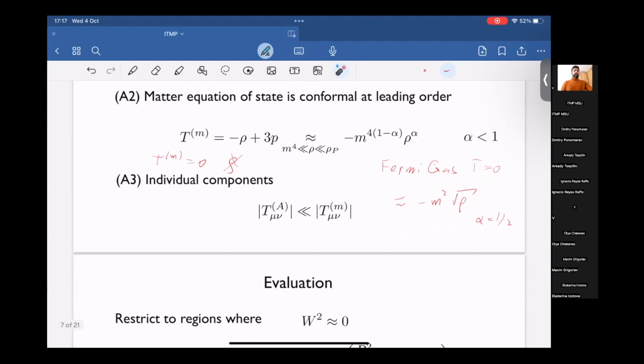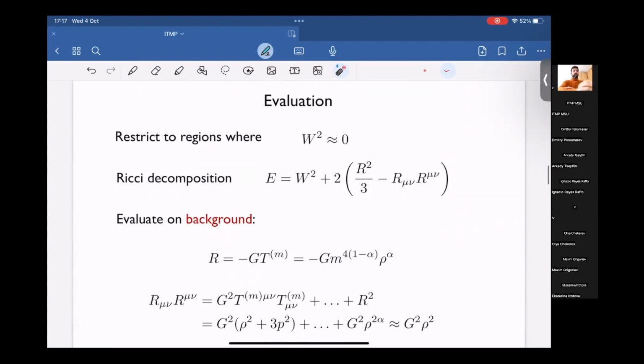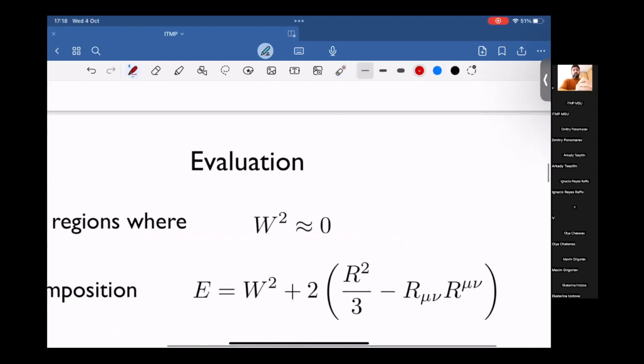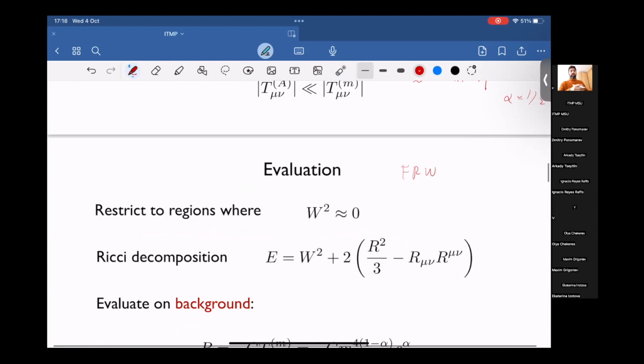Okay, so with those assumptions in mind, now we can do a very simple calculation. For simplicity, we said that the trace anomaly has two terms, the square of the Weyl tensor, and the Euler density. Now, I'm going to restrict to regions where the Weyl squared is either 0 or very, very small compared to the other curvature invariants. One obvious example where this is true is in cosmology. If you take an FRW metric, for example, that is conformally flat, so the Weyl tensor simply vanishes there. But there are more examples, as we'll see in a moment.